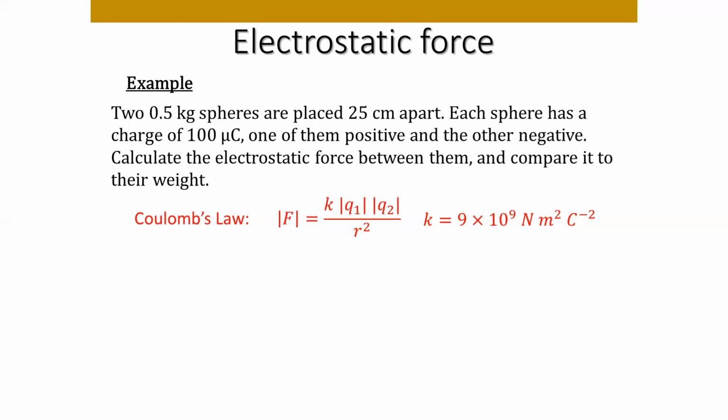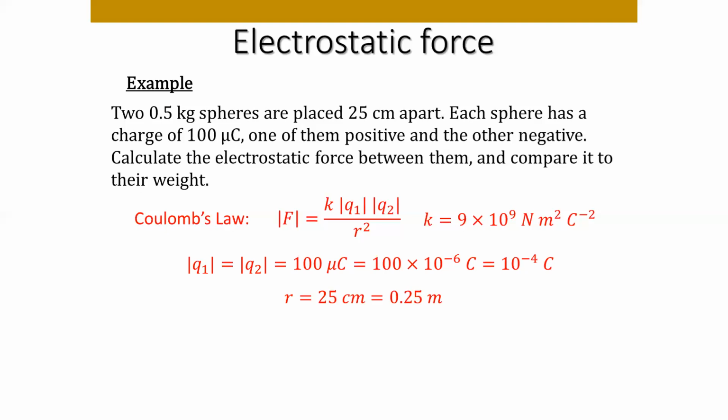In case of electrostatic force, we have to use Coulomb's law. According to Coulomb's law, F is equal to K Q1 Q2 divided by R square. Here K is 9 into 10 to the power 9 Newton meter square per Coulomb square, which is a constant. Q1 and Q2 are given as 100 microcoulomb, which is equal to 100 into 10 to the power minus 6 coulomb, or 10 to the power minus 4 coulomb. Then R equal to 25 centimeter, which is equal to 0.25 meter. So we have to use SI units. The SI unit of charge is coulomb and the SI unit of distance is meter.